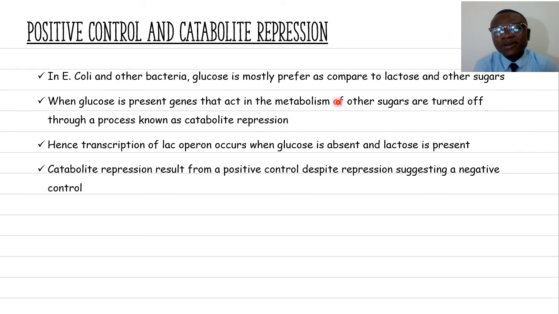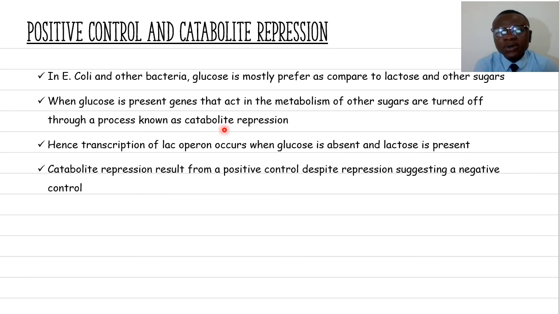So when glucose is present in a bacterium, the process of lactose metabolism, or the lac operon, is actually turned off, unless you have a deficiency of glucose and you have lactose present, then you can move on to activate that entire process. So aside from lactose, the metabolism of other sugars is turned off in the presence of glucose.